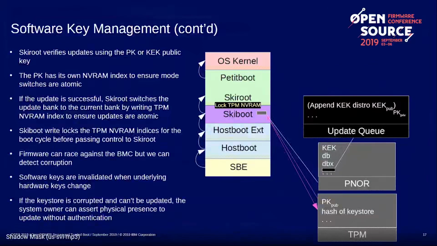The skiboot layer verifies the updates using the PK or the KEK public key. And the PK is special in that it has its own NVRAM index, and that's because it controls the mode we're in, and we want to be able to switch modes atomically and not worry about the rest of the key store. Similarly, the key store has its own NVRAM index, and we switch banks after an update, and we want to be able to do that atomically.